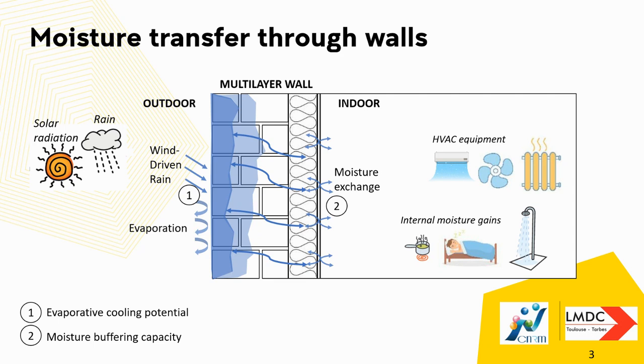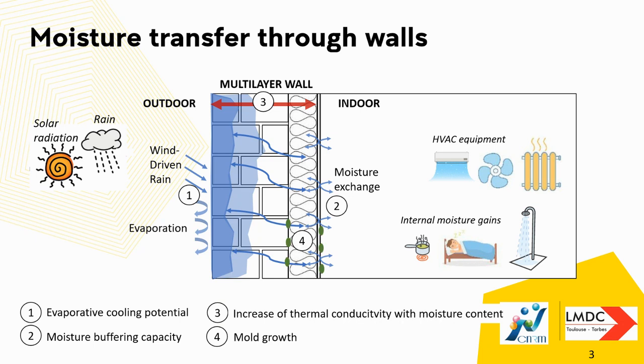Moisture transfer also appears inside the wall, and it can affect heat transfer by conduction. Indeed, moisture content in a material can modify the thermal conductivity. And some points of the wall are particularly vulnerable to the accumulation of moisture and therefore to mold growth.